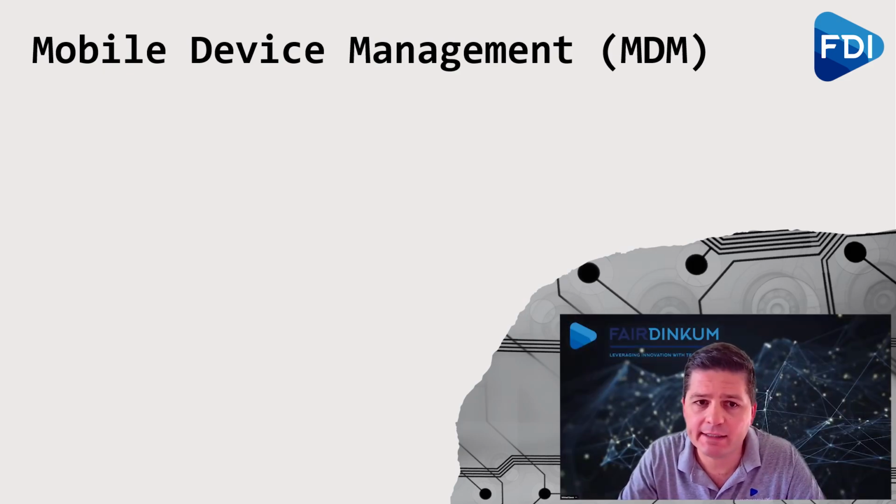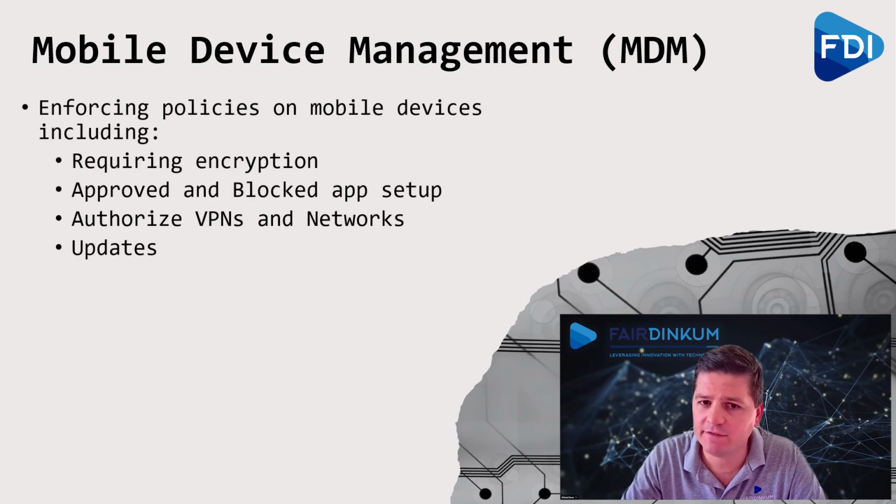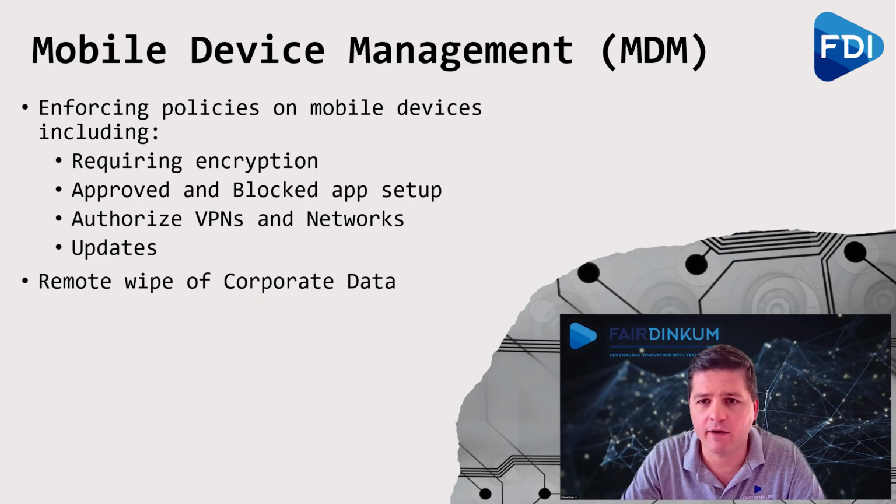MDM solutions can help manage systems by enforcing security policies, such as requiring encryption, setting up user-approved apps, authorizing VPNs, and ensuring devices have up-to-date security patches. MDM can also remotely wipe devices if they are lost or stolen, preventing unauthorized access to corporate data. Mobile device management solutions provide a comprehensive approach for managing and securing mobile devices used within a business.